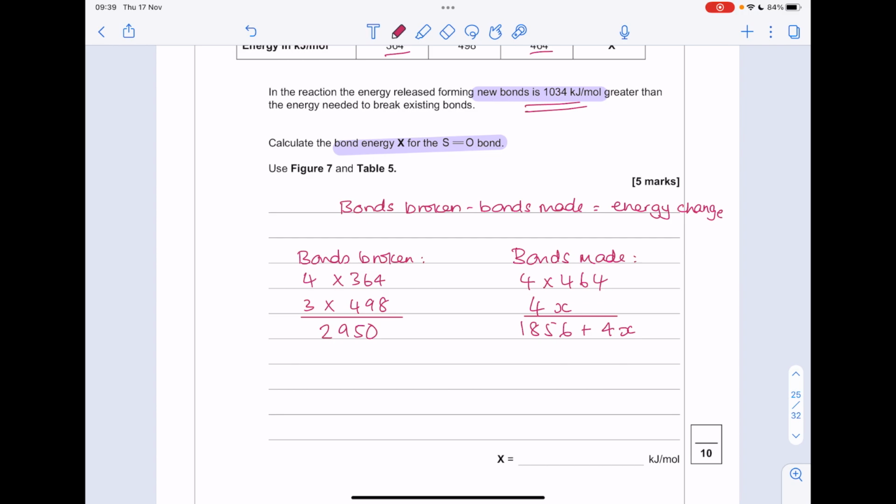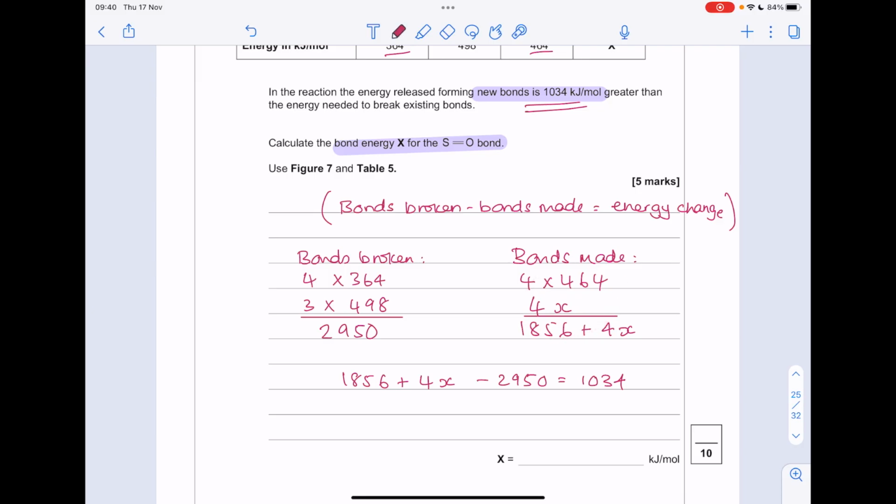Now be very careful with the wording of this question. It says that the energy released forming the new bonds is 1034 greater than the energy needed to break bonds. So effectively, the difference between these two sets of numbers is 1034. So actually, you want to do this calculation. It kind of deviates from your usual way of working out these questions. So we're not using this equation here, but we did need it in order to set ourselves up. And then you have to solve it.